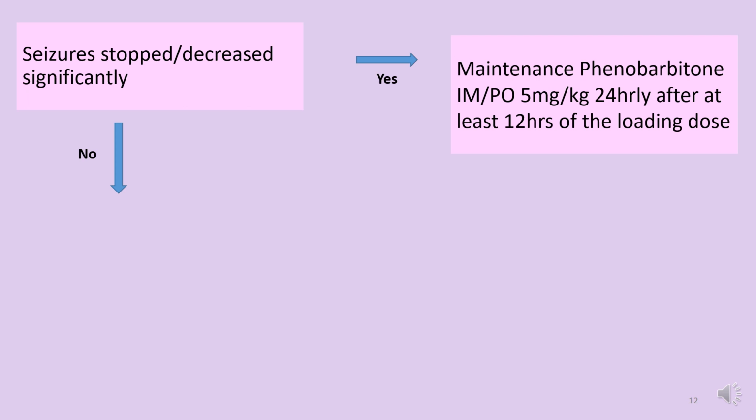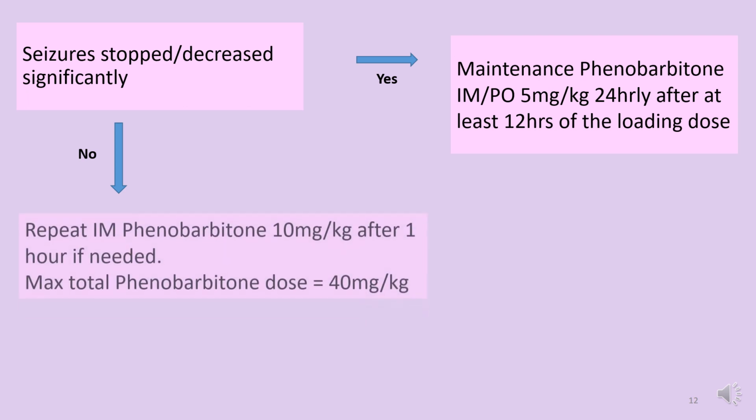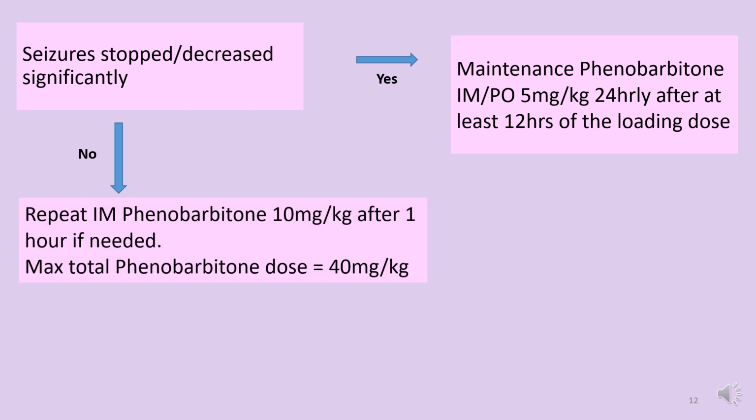However, if the seizure has not stopped considerably, then you give a second dose of phenobarbital intramuscularly. But in this case, the dose is not 20, it is 10 milligrams per kg. So this will be happening after 1 hour, that is 1 hour after the first phenobarbital dose, which was 20 milligrams per kilo. So the second dose is coming in 1 hour later, and it is 10 milligrams per kilo. Please do not exceed a total of 40 milligrams per kilo.